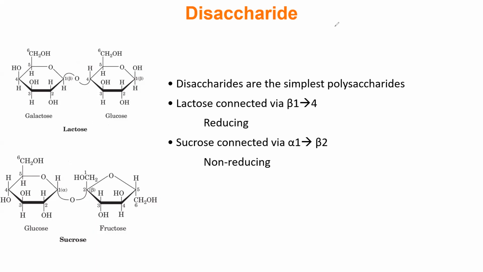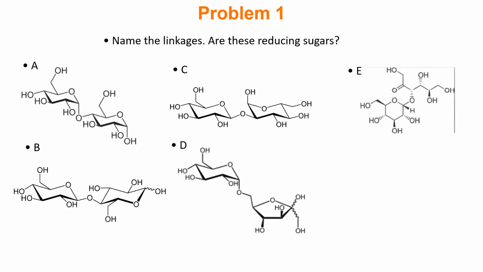All right. So of course, I'm going to give you practice. I have 5 sugars here. I want you to name the bond that connects all 5 sugars. So name the linkages. Also, tell me if these sugars are reducing or if they're non-reducing. So this is the last exercise we're going to do. So I'm going to give you a few minutes, work through this. If you have any questions while doing this, let me know. Otherwise, I'm going to give you time to work and I'll be back to discuss in a few minutes.